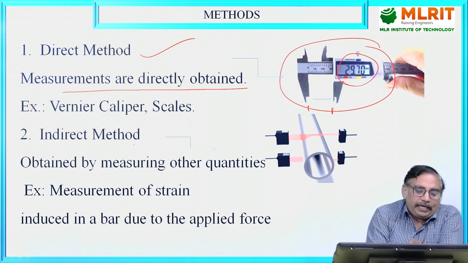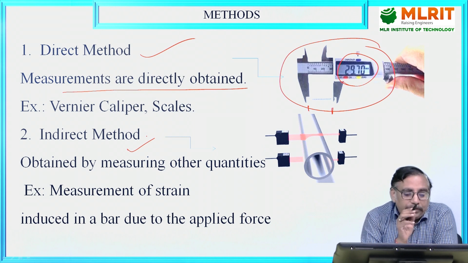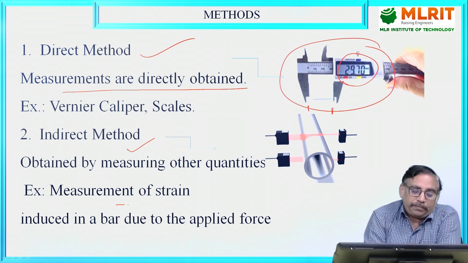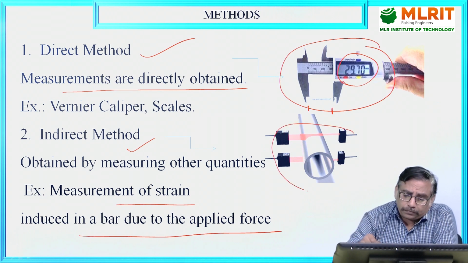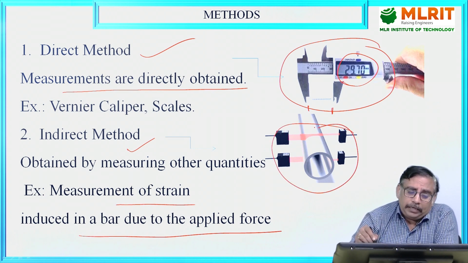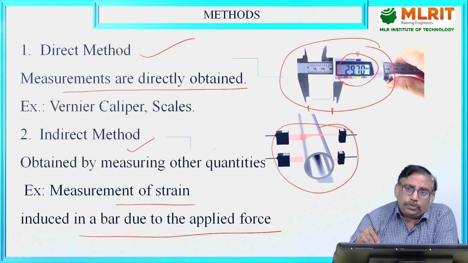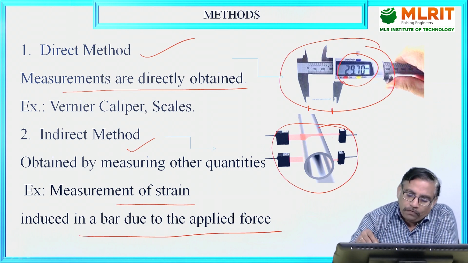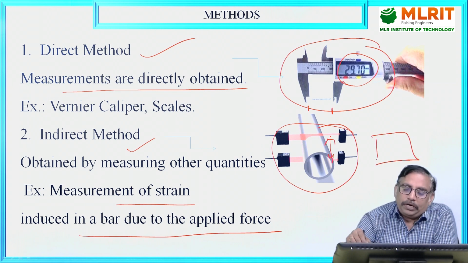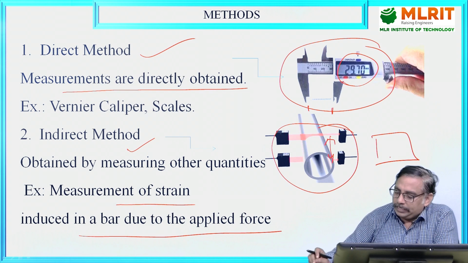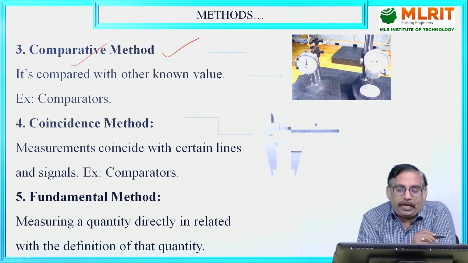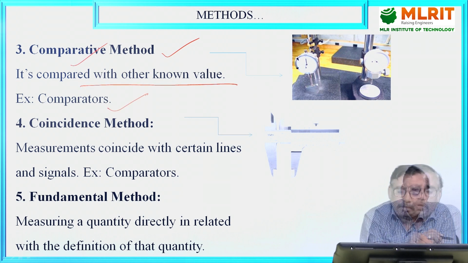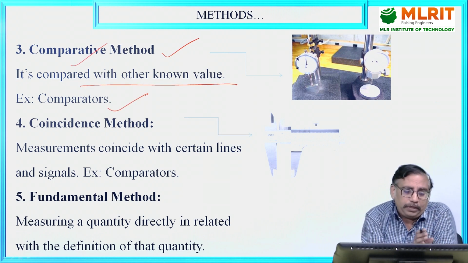Right? So indirect method, as it is indirect, it is obtained by measuring other quantities such as measurement of strain induced in a bar due to applied force. These are obtained quantities. So this is not direct reading. From this displacement of strain gauges, we will be having separately one display where we will get it as an indirect method. Coming to comparison, it is compared with other known values. For example, all the comparators which we are using will be in the comparative method.